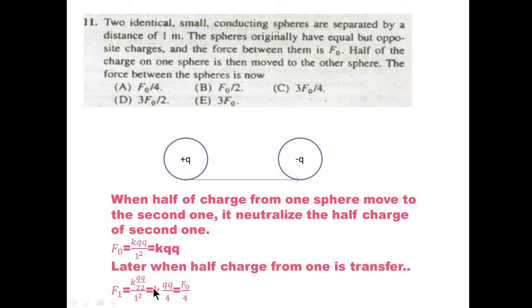So what you get now is Q by 2. It leaves one half of the charge, and this one gains half of the charge and becomes neutralized, so it is left with half charge. So what you get is Q over 4. So that is F naught by 4, which is 1/4 of the original force. So option A is the correct option.